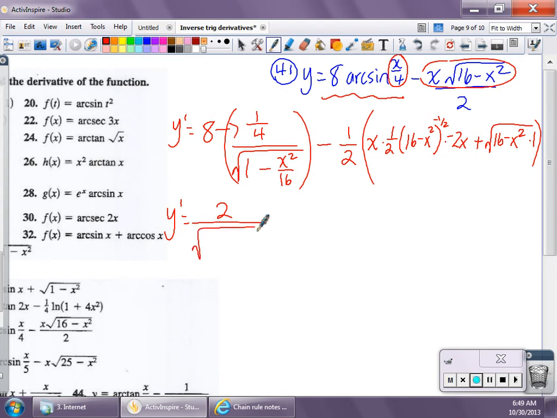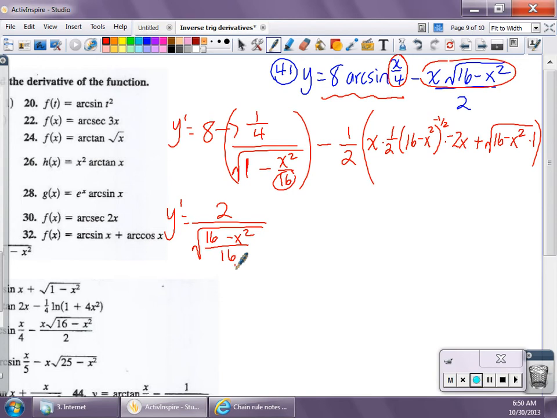In the denominator, under the radical, they're going to get a common denominator. So since this is 1, to make a common denominator of 16, I would need 16 over 16, so I get 16 minus x squared over 16. I'm not done with that, but that's just a first step. Just get one fraction under the radical.